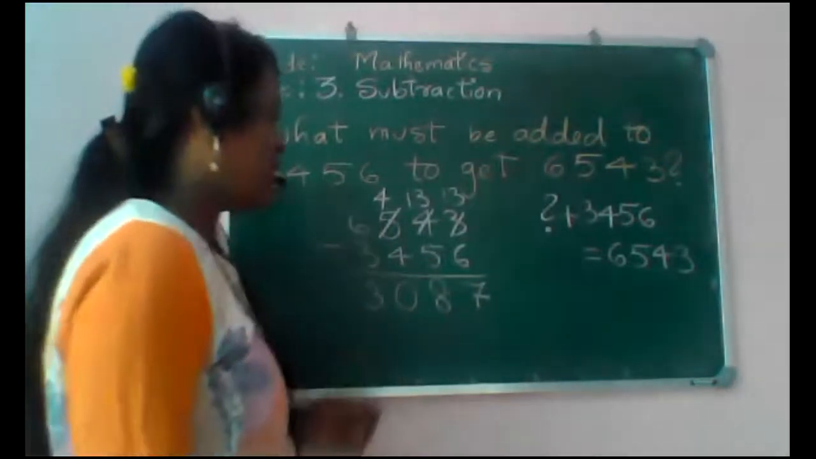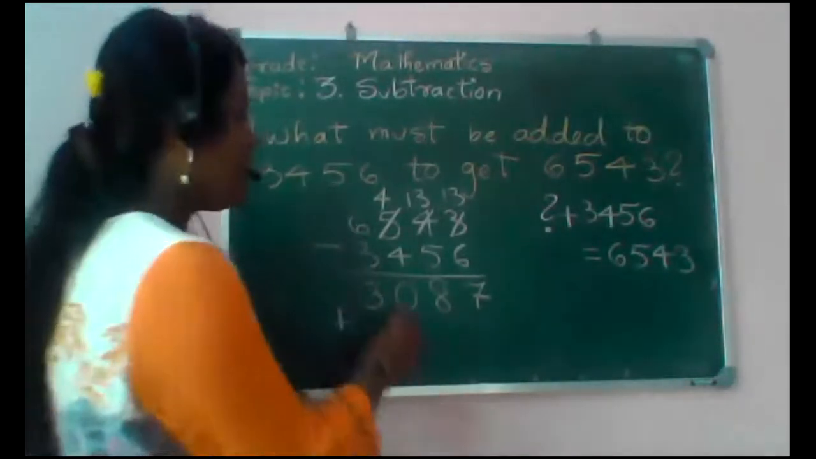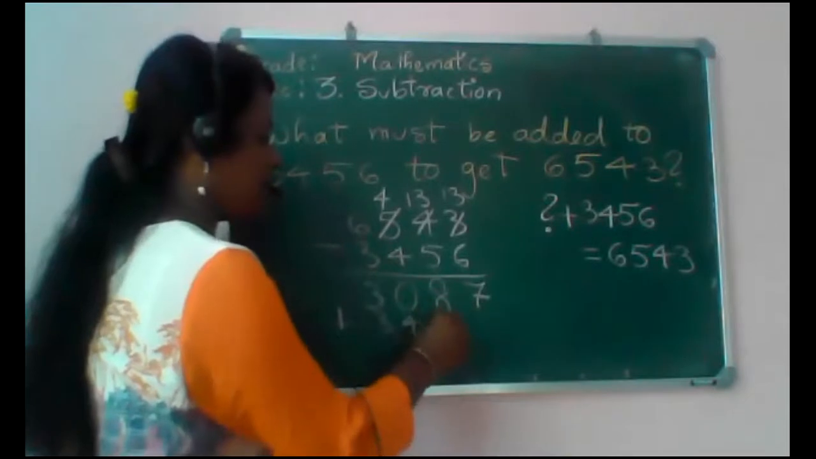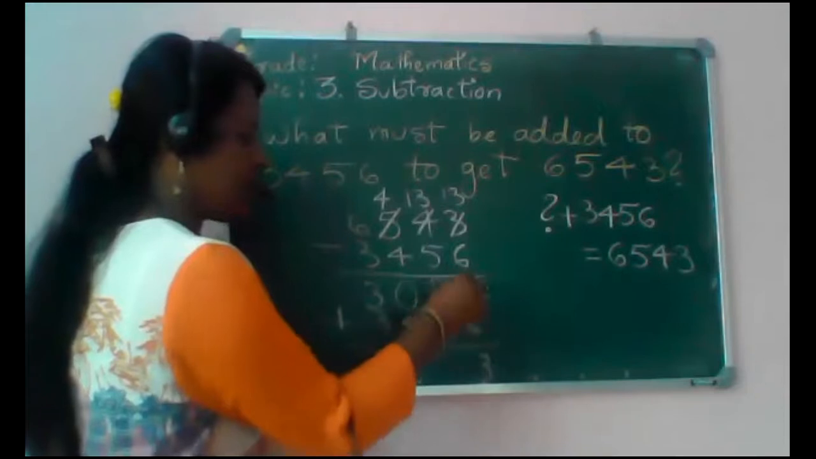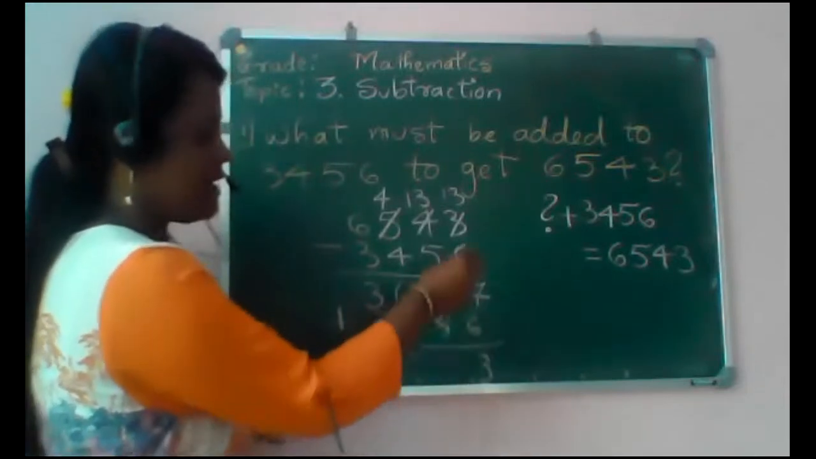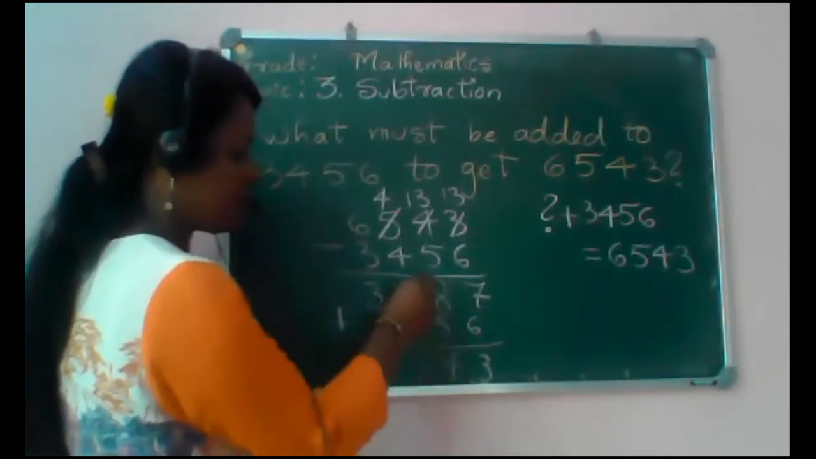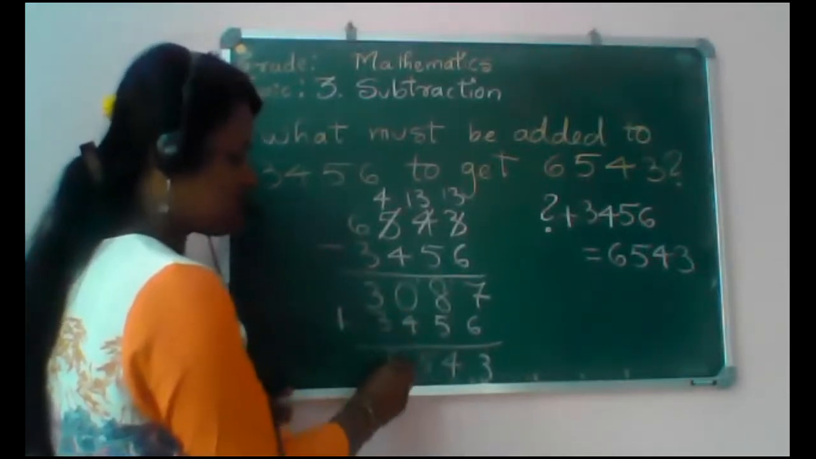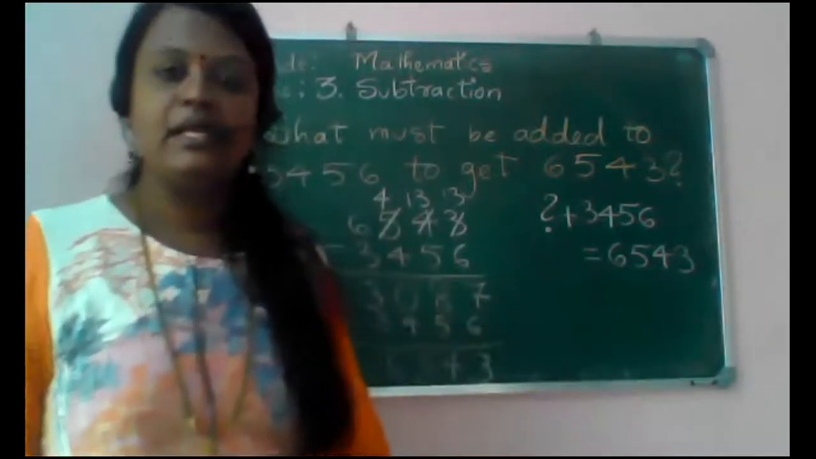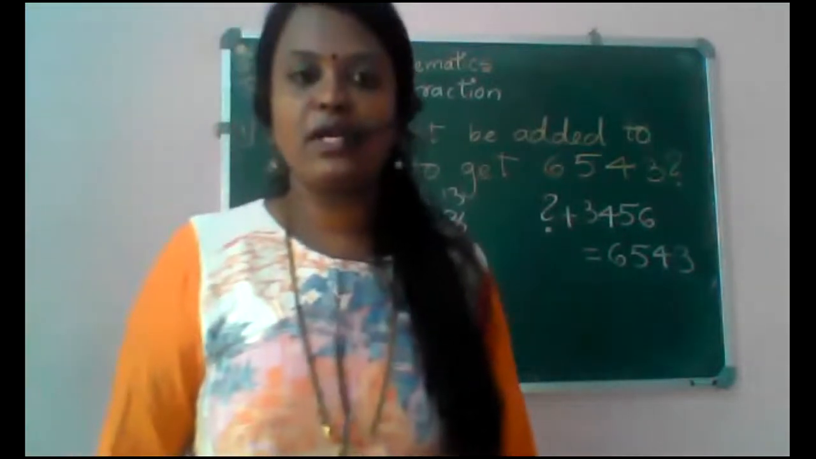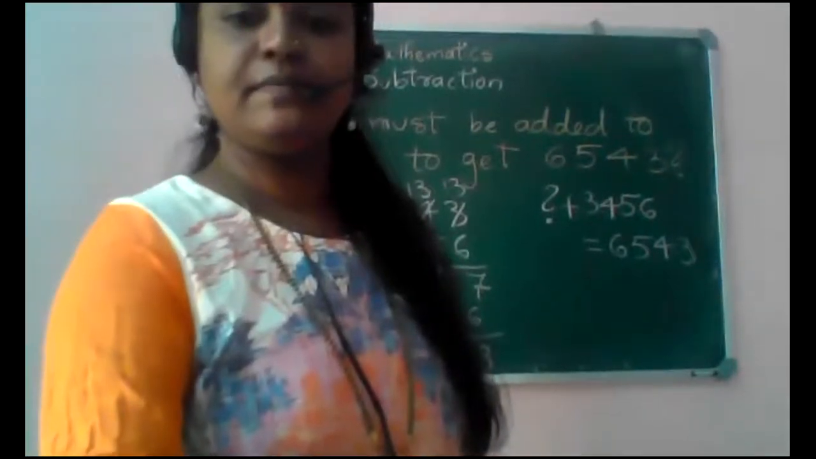Why not verify? Let us verify. If I add the difference 3087 to 3456, 6 plus 7 is 13, 1 is carried. We have 8 plus 1, 9, plus 5 is 14, 1 is carried. Again 5, 4 plus 1 is 5, 3 plus 3 is 6. So you could make out, yes, we have got the sum exactly correct. That is 6543. Let us try one more word problem on this.